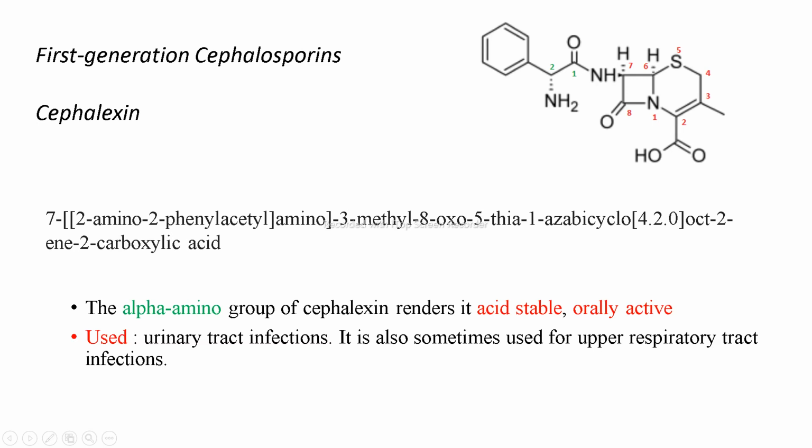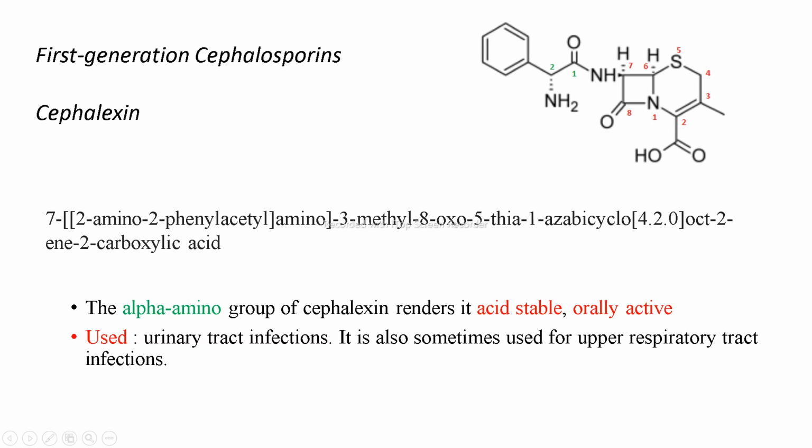Now this group is called the acetyl group. That is CH3CO. So this one is acetyl, or you can also call it a methyl carbonyl. It's up to you. Either you can write acetyl or you can write methyl carbonyl. So I simply named it as acetyl. So 7 dash 2 amino 2 phenyl acetyl amino. Then later on this group, 3 methyl 8 oxo.